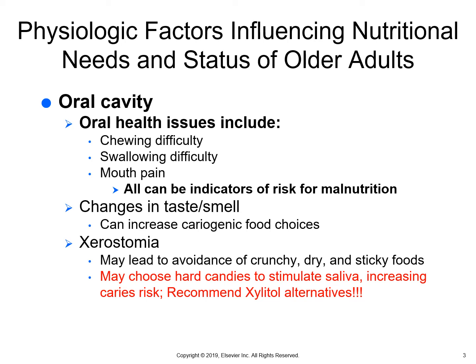They do also show changes in their taste and smell, which can then increase their desire for cariogenic foods. They want things sweeter, they want things to taste more. So they will add sugar to things, they'll add salt to things. All of those things, as we know, can affect their health.